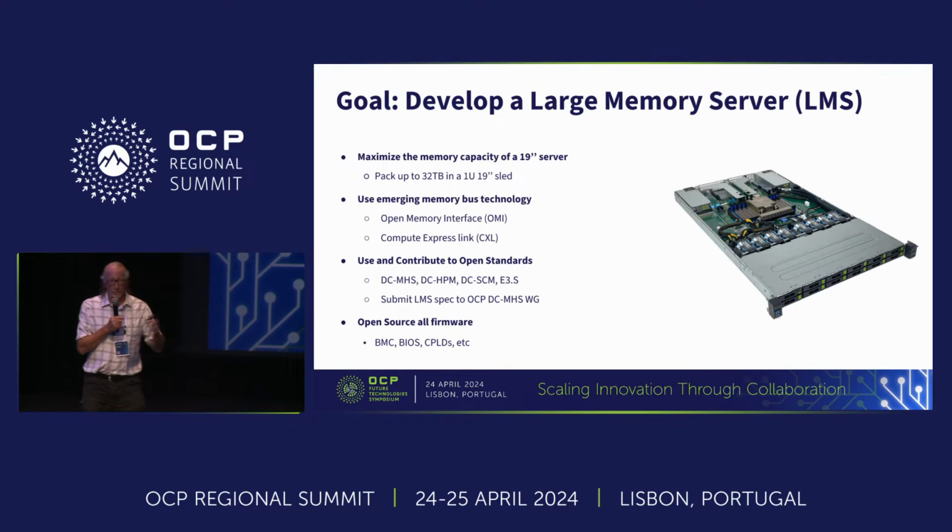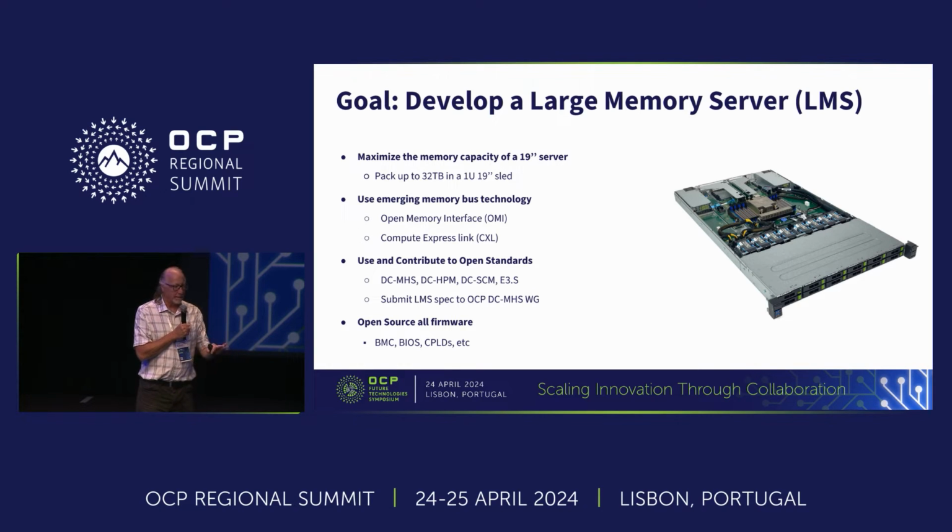So our goal as a group was to develop this large memory server, as we're calling it. We wanted to try to pack as much memory as we can. We thought we could get 32 terabytes maybe in a 19-inch sled, and we'll see how that worked out as we go. We realized we can't use direct attached DDR. You're just not going to be able to get that much memory in there with direct attached DDR, so we needed to utilize some of these new memory technologies, and I'll talk about those. I have a slide on it. OMI and CXL are a couple of those new technologies.